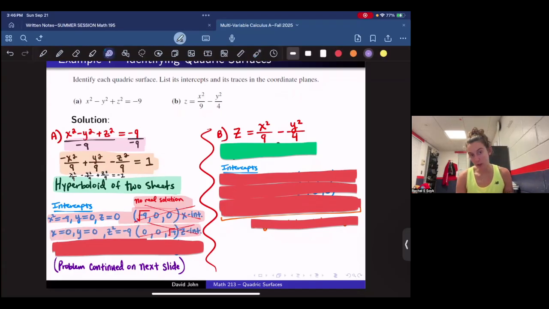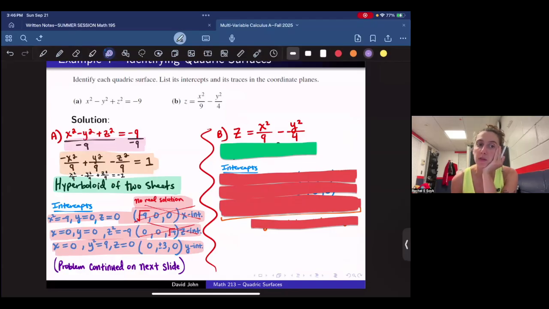But we do have a solution for our y-intercept when x and z are equal to 0. We end up getting y squared is equal to 9 when we bring that 9 over, and the square root of 9 is plus or minus 3. So we have 0, plus or minus 3, and 0, and we're done. Okay. Let's move on to part B before we find the traces for A and B.